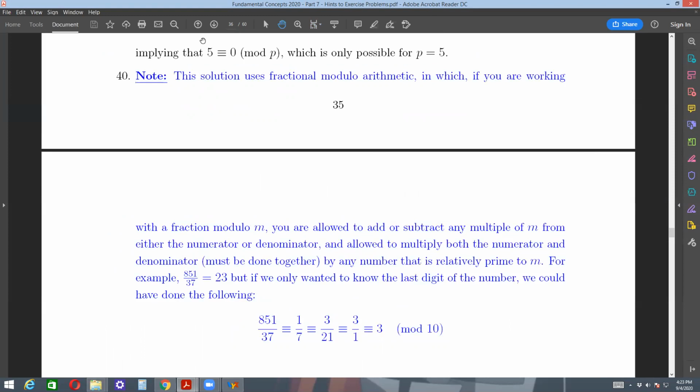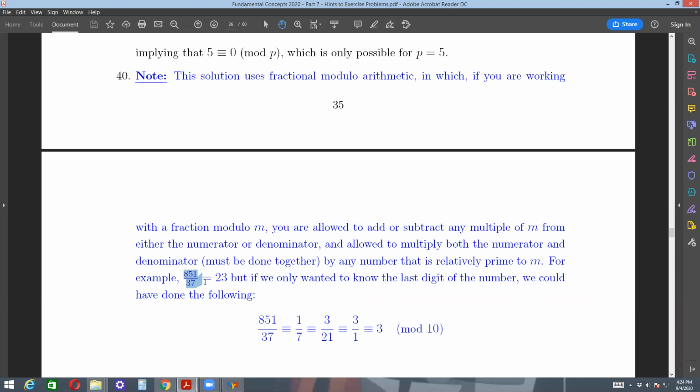Basically, if you have a fraction, consider this fraction, 851 divided by 37. You can do two operations on this. You can either multiply the top and bottom by any number that's relatively prime to the modulus, or from either the top or the bottom, you could add or subtract a multiple of the modulus. This is just an example to show you how it works.